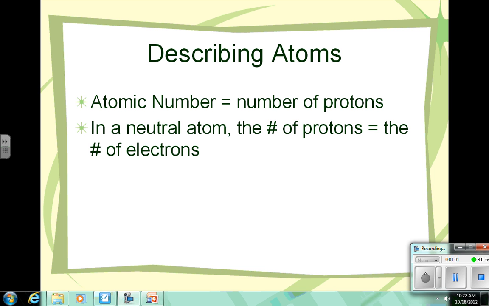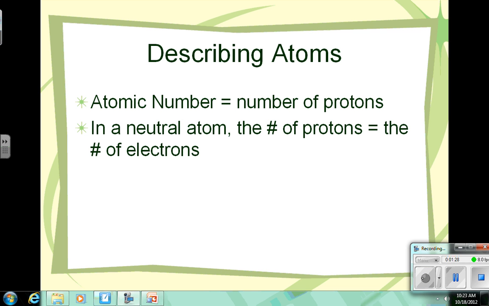So atomic number. That's a clue, and it tells us the number of protons that are in an atom. The number of protons in every element's atoms never changes. It's the most stable piece of the subatomic particles. Okay? It does not change. It's constant. The number of protons will always equal the atomic number.